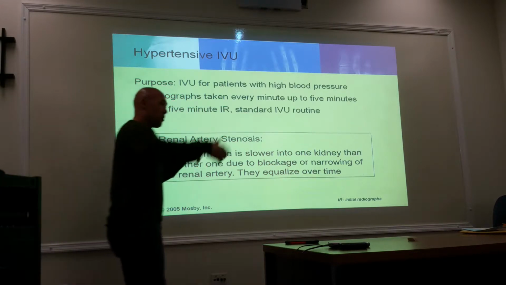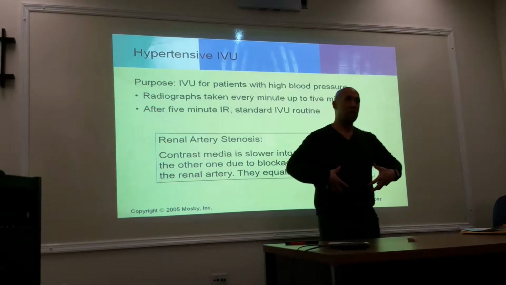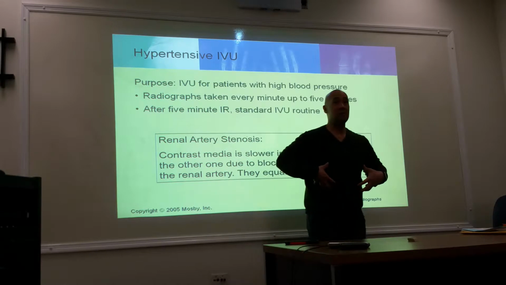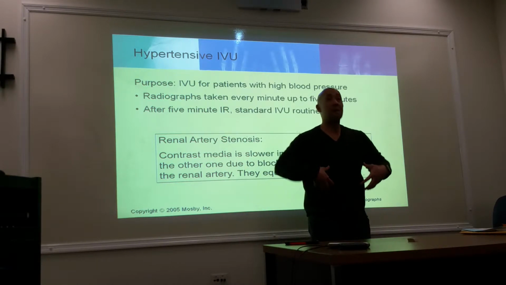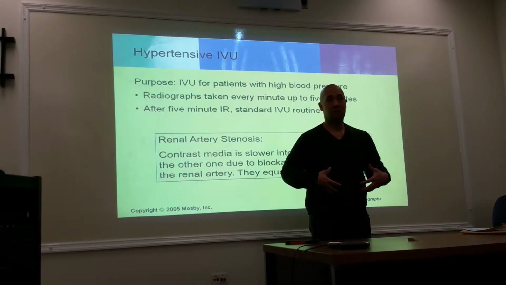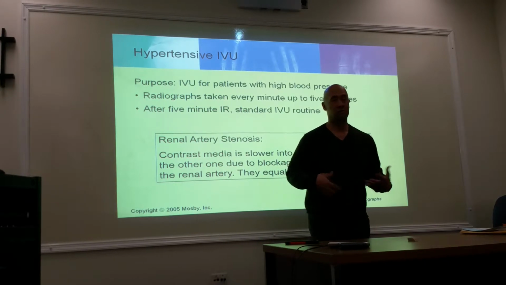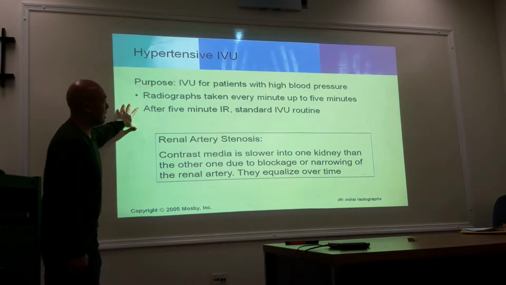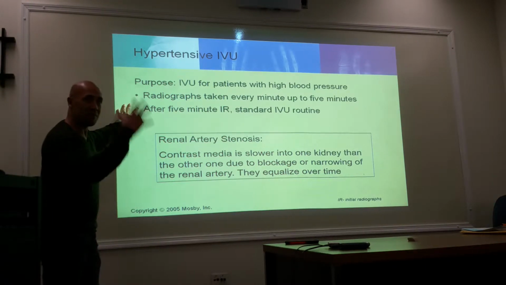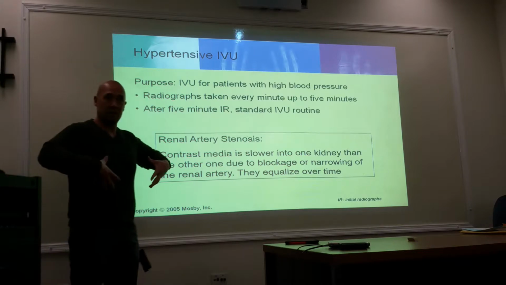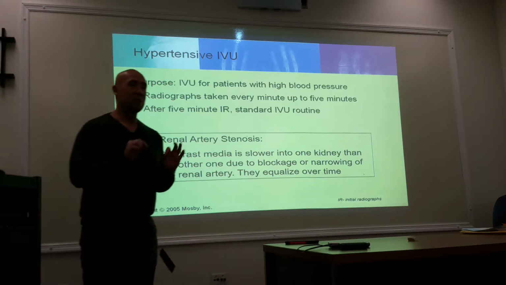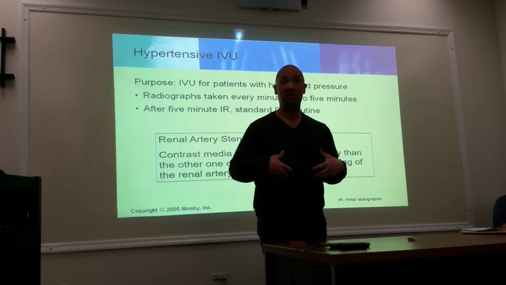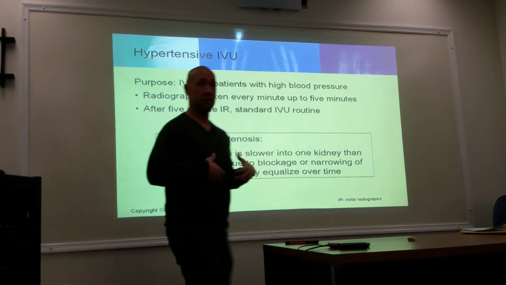So remember, we were talking about the normal one where you did 1, 3, 5 up here. In a hypertensive, we do one every minute. We'll do a 1, 2, 3 back to back, consecutively. So the radiographs are taken every minute up to 5 minutes, so that means maybe 5 in total of just up here. And again, we have to time them because we're trying to evaluate how quickly or how slowly those kidneys fill up. Okay, you guys with me?